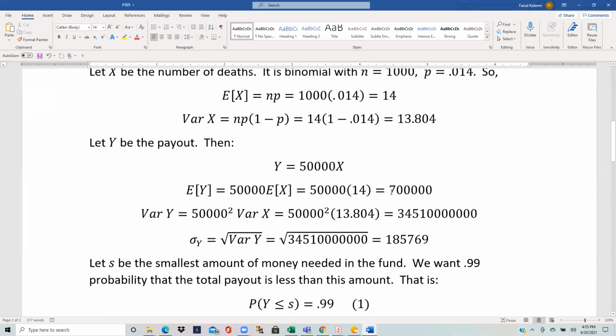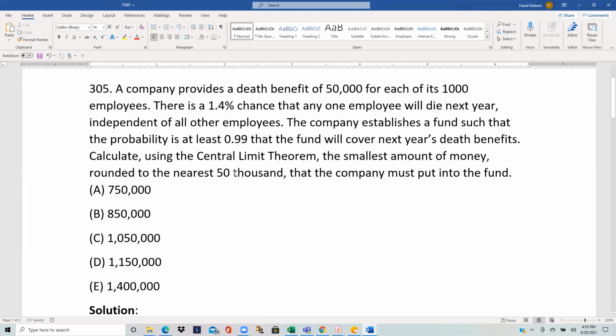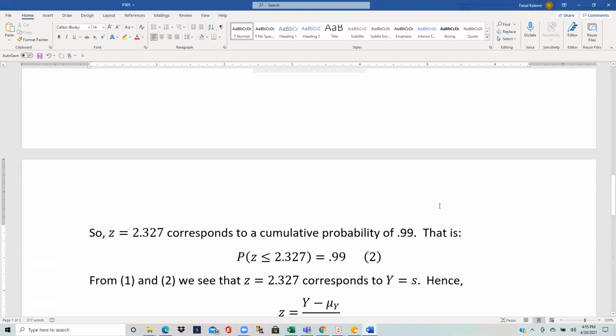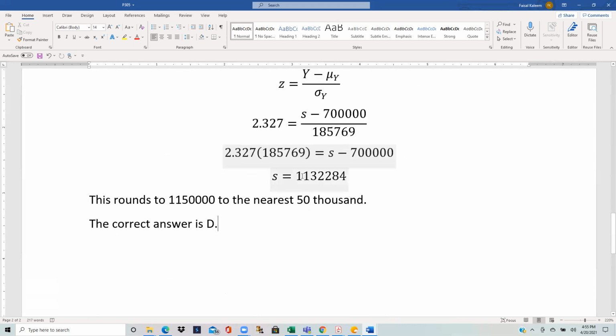That's what they said in the problem. Round to the nearest 50,000. So that means, leave the 1 million aside, the remaining part is 132,000 something. When you're rounding to the nearest 50,000, you can't have 132,000. You will have either 100,000 or 150,000. So 132,000 is closer to 150,000 than it is to 100,000. Therefore, it will round to 1,150,000. And that is choice D.